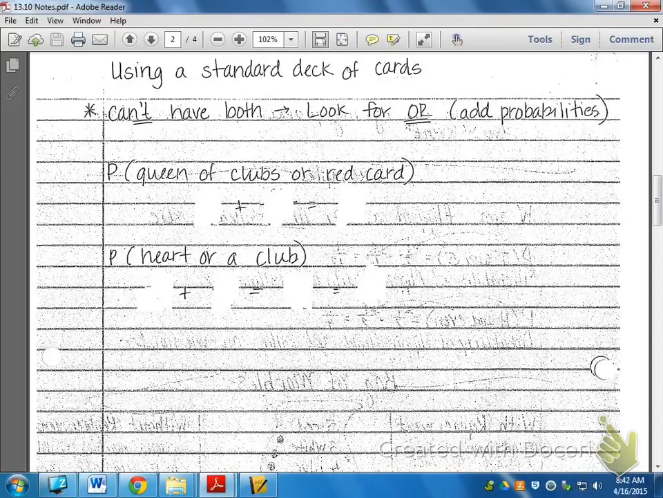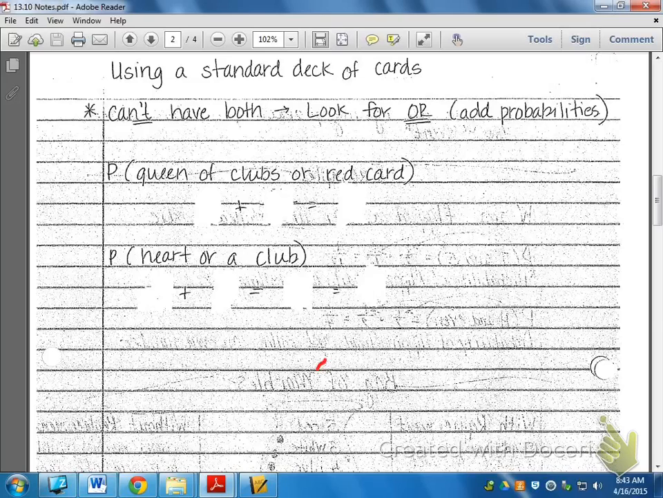A deck of cards. Hopefully you are familiar with the deck of cards. 52 cards. There's 4 suits, 13 in each suit, 4 of each kind of card. This is with an or in the middle, okay? You add the probabilities. The probability of getting a queen of clubs or a red card.